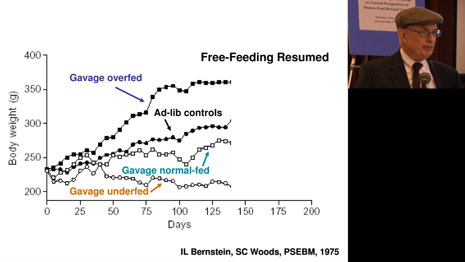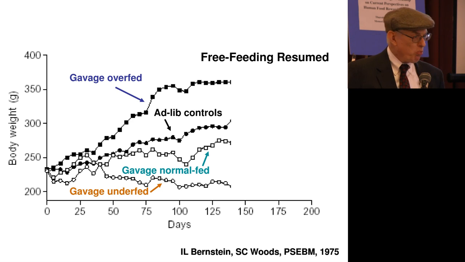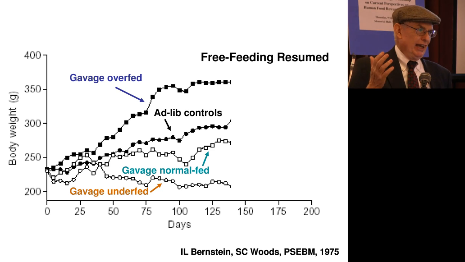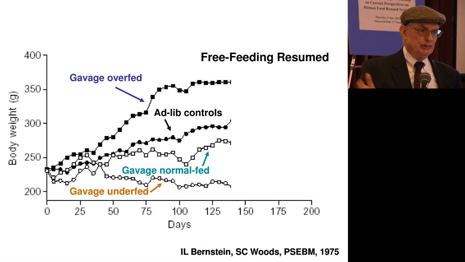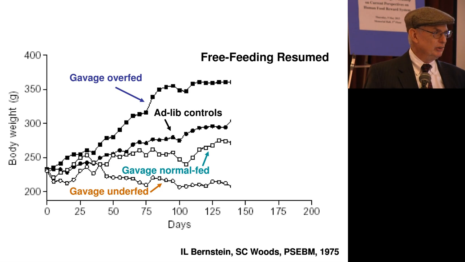After 135 days, that's a long time for a rat, we stopped overfeeding them, just let them eat. And what do you think happens? The animals that were overweight ate less food, their weight came down. The animals that were underweight ate more food, their weight went up. But at the end, there's no difference among any of those groups.